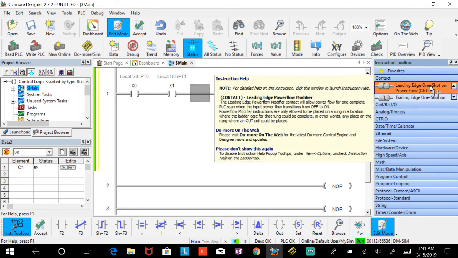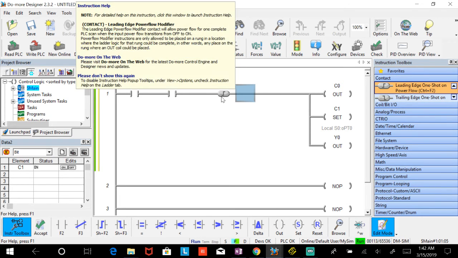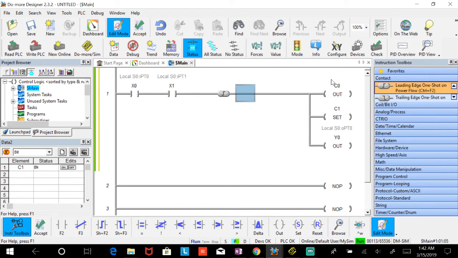You're going to see this one, leading edge power flow. Notice that this one doesn't have any address. It doesn't occupy any memory either, it doesn't consume memory addresses. It's just saying, hey, when this logic gets evaluated and it goes from off to on, then execute this for one scan time. Then when it comes back, it's going to turn them off. It's not going to execute anymore unless there was an off to on transition.